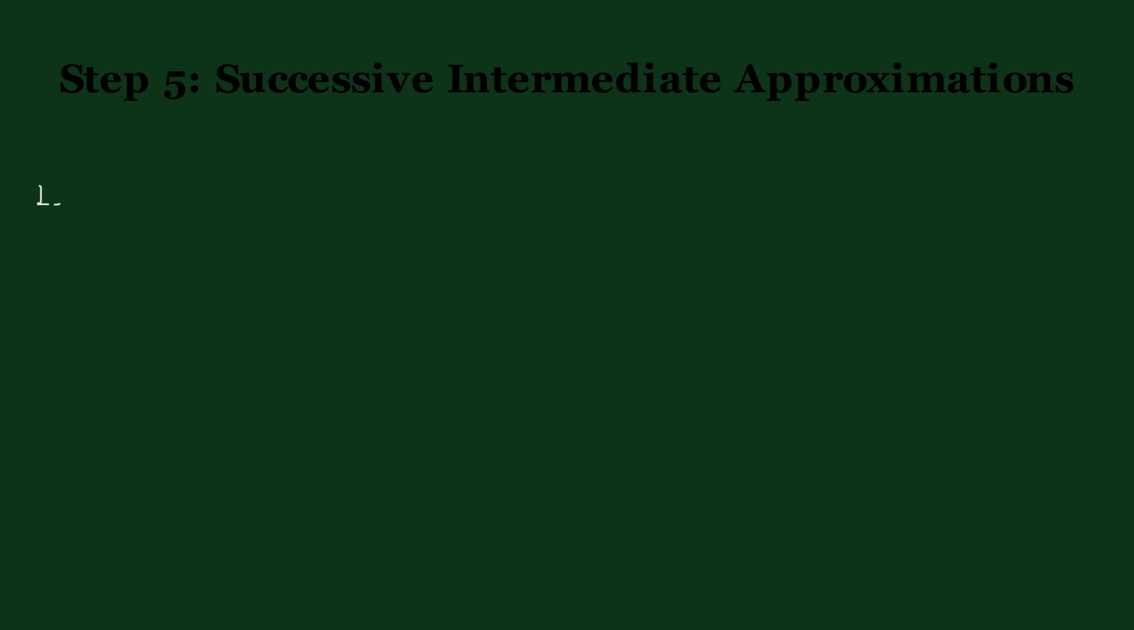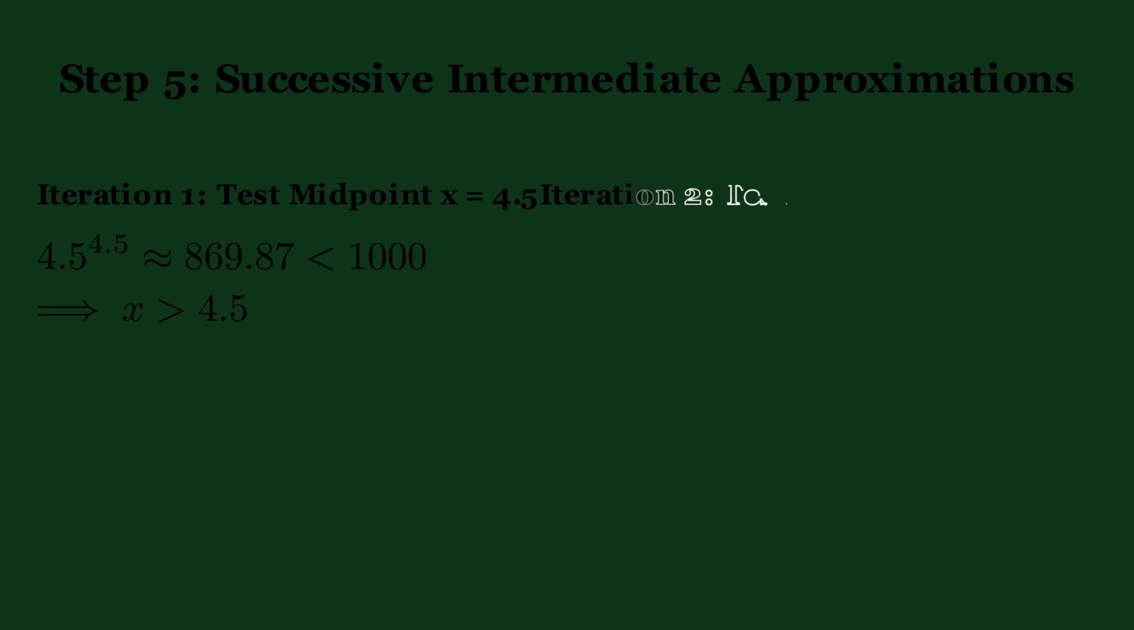Let's split the difference and try 4.5. Plugging it back into our original expression, 4.5 to the power of 4.5 gives us roughly 869.87. We are getting closer, but since it is still less than 1000, we know x has to be greater than 4.5. Let's step it up to 4.6.